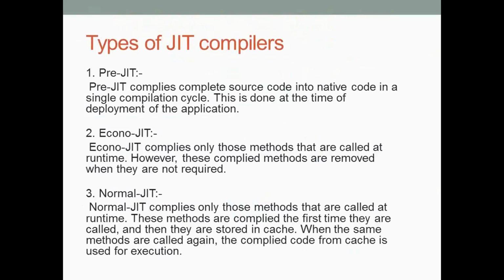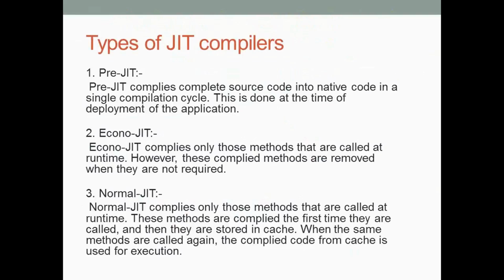Pre-JIT compiles the complete source code into native code in a single compilation cycle. This is done at the time of deployment of the application. When the application is ready and we want to deploy it, in short, to install it on your machine, pre-JIT is performed. All the code is compiled at once and stored at a particular location on your machine, and whenever you click on the shortcut of your application, it recalls that pre-created code and executes it.